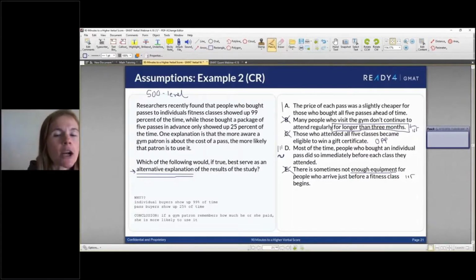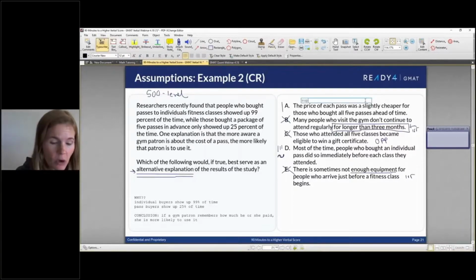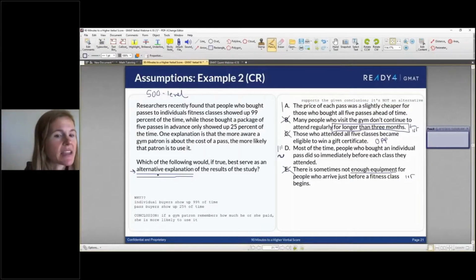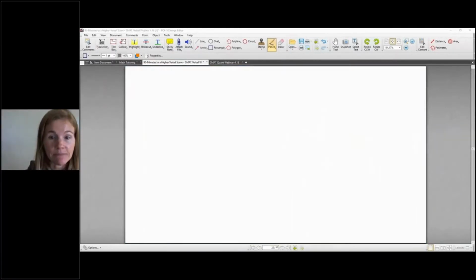However, it's not an alternative explanation. This supports the given conclusion. It's not an alternative, okay? So A is a very tempting answer, but that's why I highlight the fact that we want an alternative explanation. And you should keep your eye out for those on the test. When they look for an alternative explanation, you will probably have 2 choices that you like in the end, but one of them is just going to support the argument that's there. The other one will be the alternative explanation. Okay, so the answer to this guy is D.